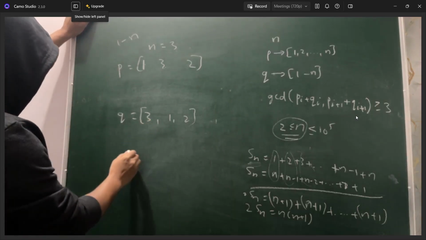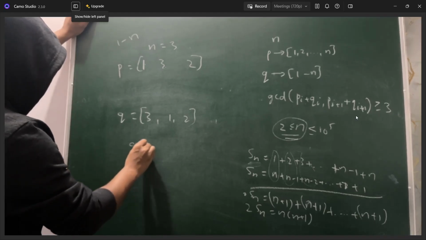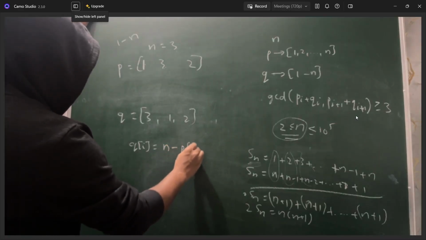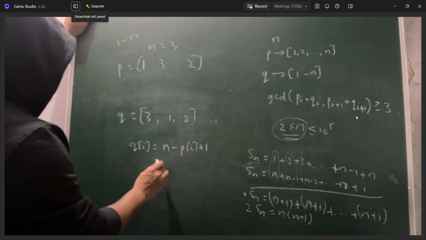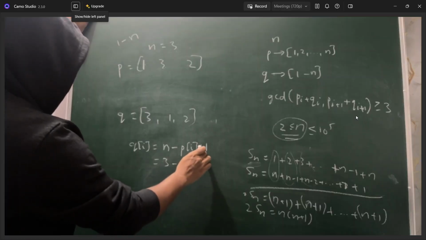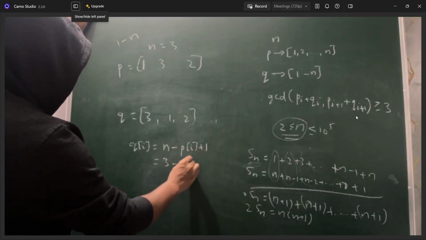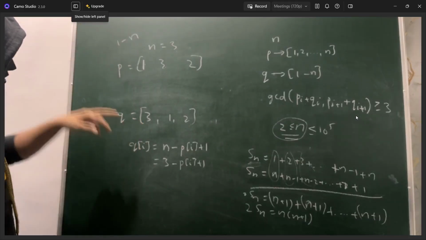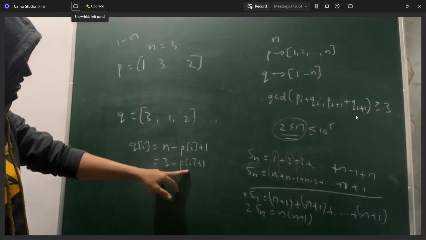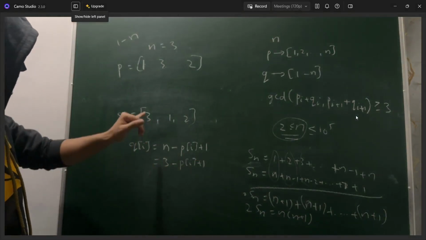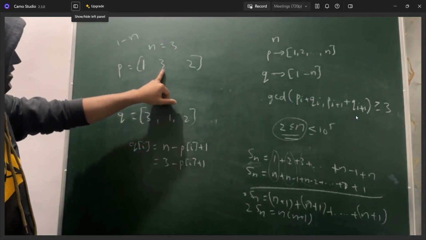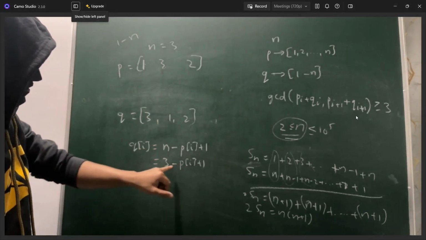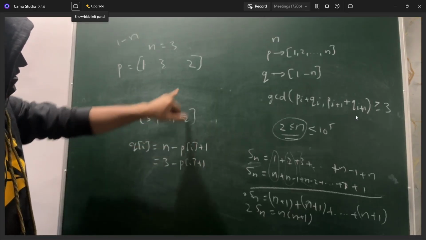In order to find the element at q of I, that will be given by n minus p of I plus 1. So n is basically 3, and 3 minus p of I plus 1. So it's like you're making a cube, right? So p is 1. If you substitute 1 here, 1 minus 1 plus 1 is 0, and 3. So you have got 3 here. If you want to find q of I for 3, you substitute here 3, 3 minus 3 gets cancelled, you're getting 1, which is 1. And in a similar way 2 you can calculate.